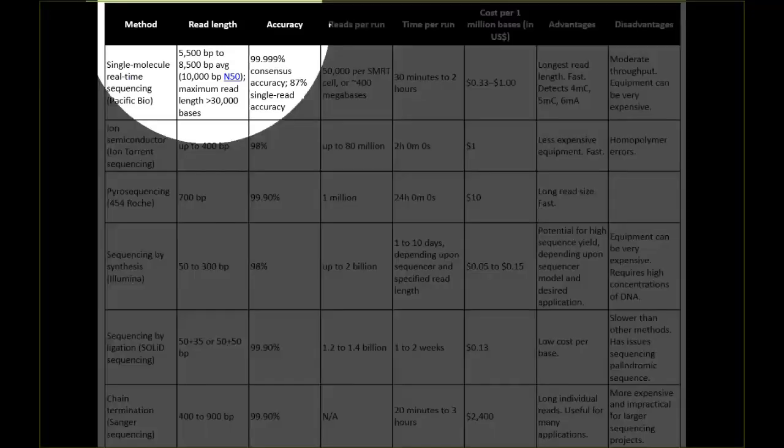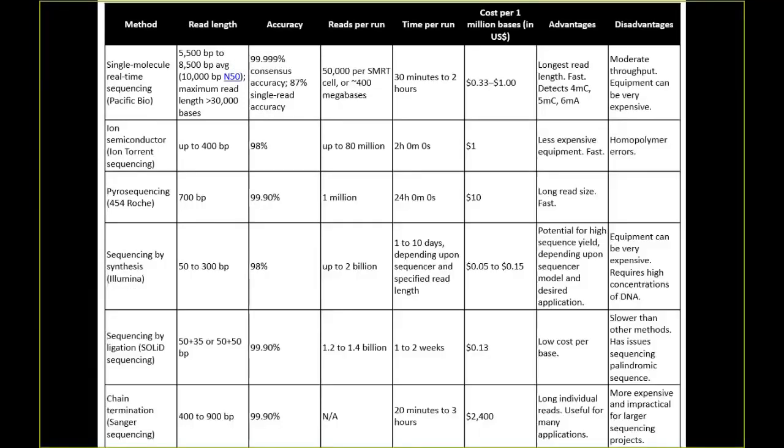All right, on to the next one. Ion semiconductor, also known as ion torrent. Has anybody out there dealt with this? Okay, I didn't think so. Ion torrent shows up a lot, I've noticed, in clinical applications. Research environments tend not to like ion torrent, and honestly, ion torrent tends not to like research environments.